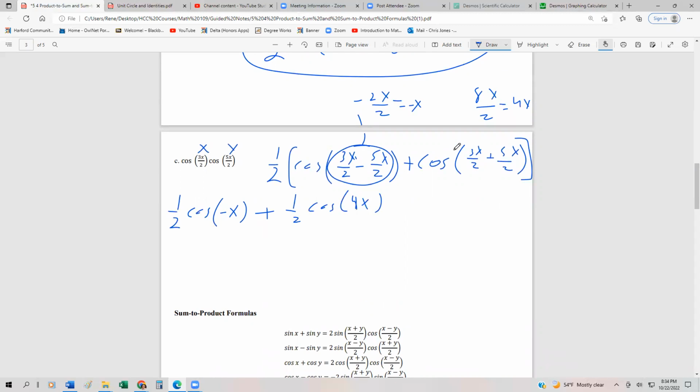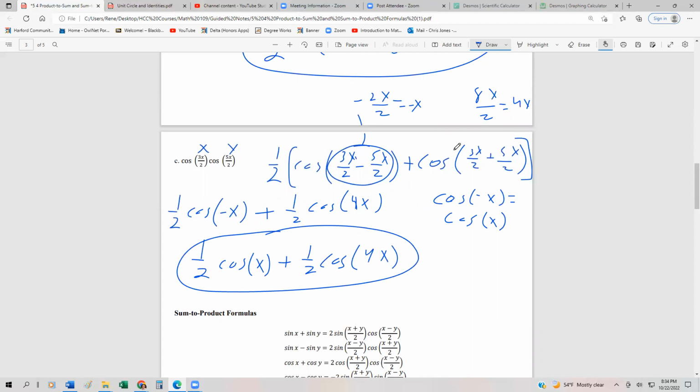And one last thing to remember is that the cosine function is even. Okay, so we probably remember this all the way back from one of the sections, but cosine of negative x is equal to cosine of just x, because it's an even function. And so a little bit cleaner way to write this would be 1/2 cos of x plus 1/2 cos of 4x. Okay, all right. So that's literally all we have to do with these product to sum formulas.